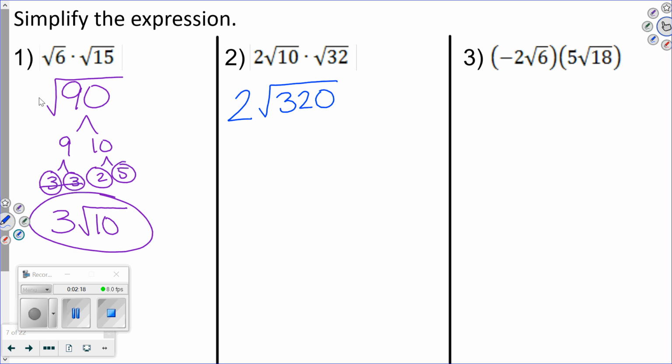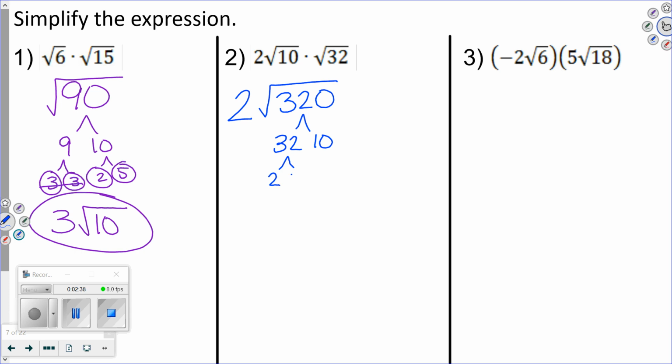Is 320 perfect? No. If you type that in your calculator, does it give you a nice, pretty answer? No, it gives a big, ugly decimal. So that means I need to do my factor tree. I'm going to go 32 and 10. You can break yours apart any way you want. That was just the easiest way for me.